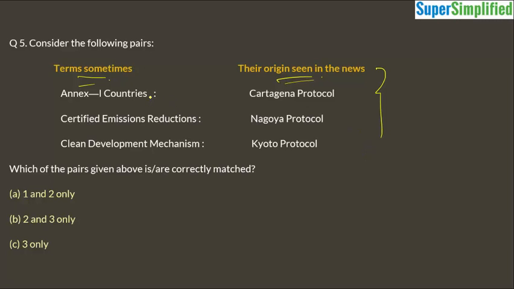Annex 1 countries, this is related to Kyoto Protocol, right? So this pair is wrong. Certified emission reduction, this is also related to Kyoto Protocol, so even this pair is wrong. And clean development mechanism, that is also listed in Kyoto Protocol, so this pair is actually correct. So only one pair is correct, so the correct answer is C, 3 only, right?